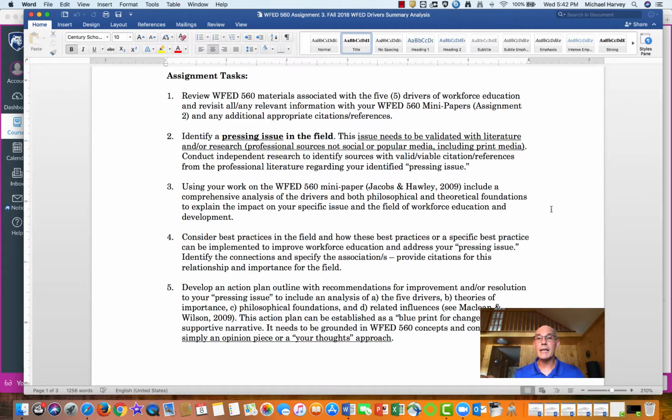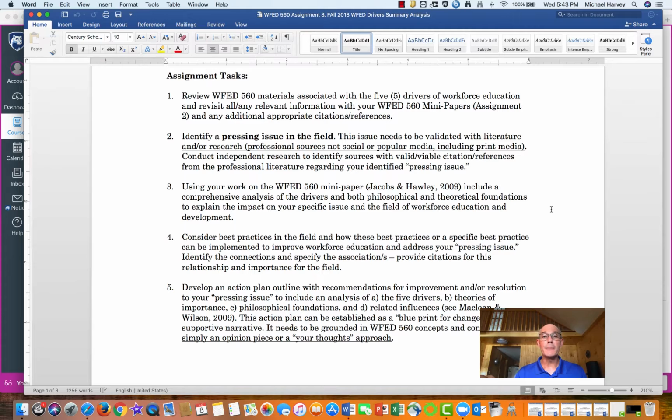You're going to need to identify a pressing issue that's validated in the research and in the professional literature. This source is not social or popular media. This is not something that comes from Twitter. This is not something that comes from Facebook. This is not something that comes from the popular press, or from a publication that is a newspaper or what have you. This is not part of the print media or the TV media or social media.